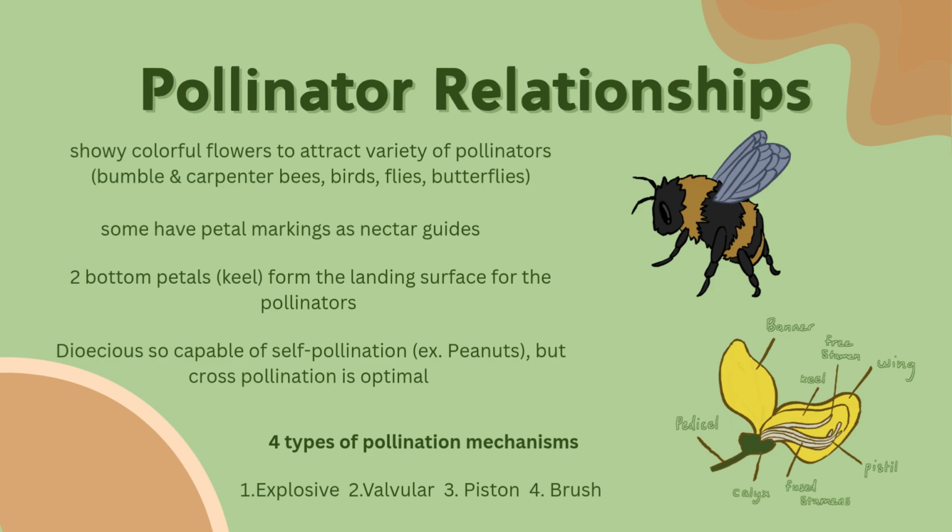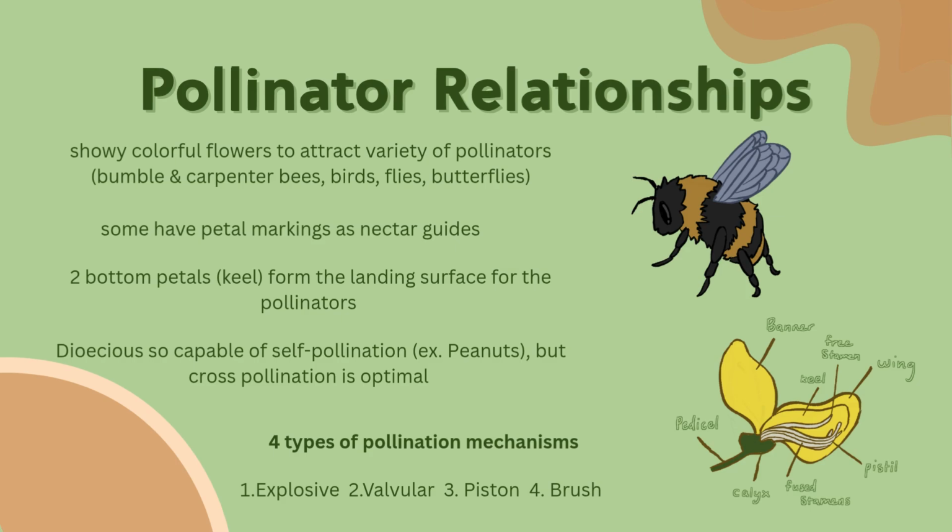Explosive is where the staminal column is held under pressure in the keel, so when it's pressed on by a pollinator, the staminal column is released, it hits the standard, or the top petal, and drops all of the pollen. This is a one-time pollination. Valvular is where the keel acts as a door, exposing the staminal column when pressure is put on by the pollinator. It can be opened and closed numerous times.